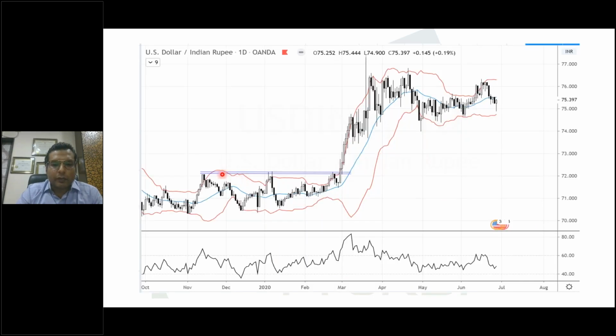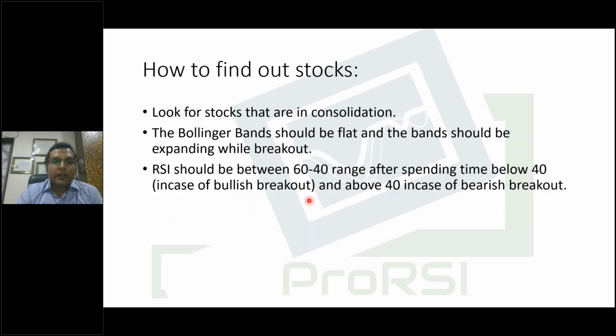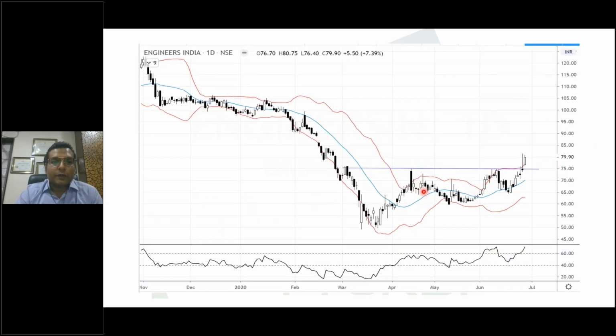What I just wanted to explain here is that when we're looking for a bullish breakout, RSI is below 40 levels, then it comes into the 60-40 range during consolidation, and then there is a breakout. So there is a higher probability of charts registering a very high amount of breakout. Let us look at some examples in the current market.